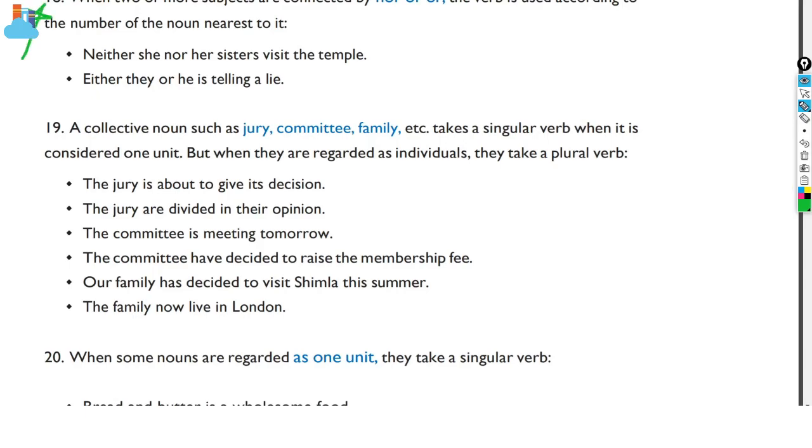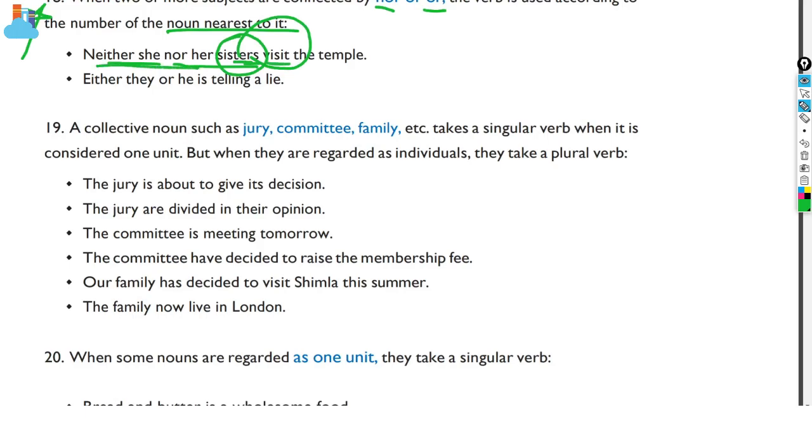When two or more subjects are connected by nor or, मतलब उसमें क्या होगा, कंपाउंड कंजंक्शन होगा. कंपाउंड कंजंक्शन क्या है, either or, neither nor, as well as, in addition to, all this. तो यह सब जो होगा तो आपको क्या करना होगा, you will have to go to the nearest to it. Either she, neither she nor her sisters. ये देखिए ये जो है ना सिस्टर्स, ये प्लूरल है, therefore इधर visits नहीं होगा, visit होगा. They visit, she visits.